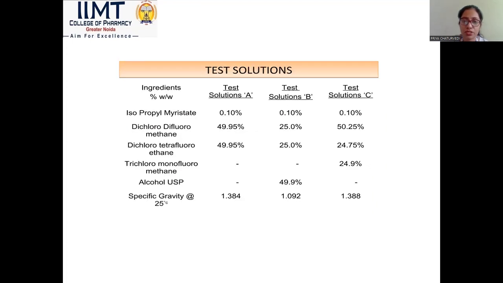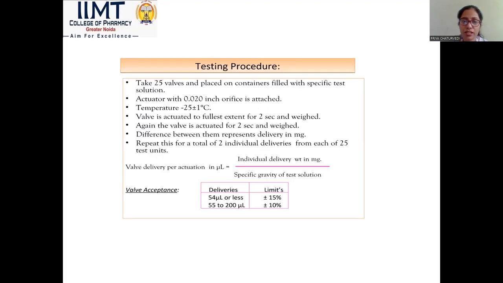These are the test solutions, with the ingredients for solutions A and B, and the testing procedures are carried out by taking 25 valves, placing them onto the containers, and filling them with the specific test solutions. Actuators with 0.020 inch orifice are also attached.